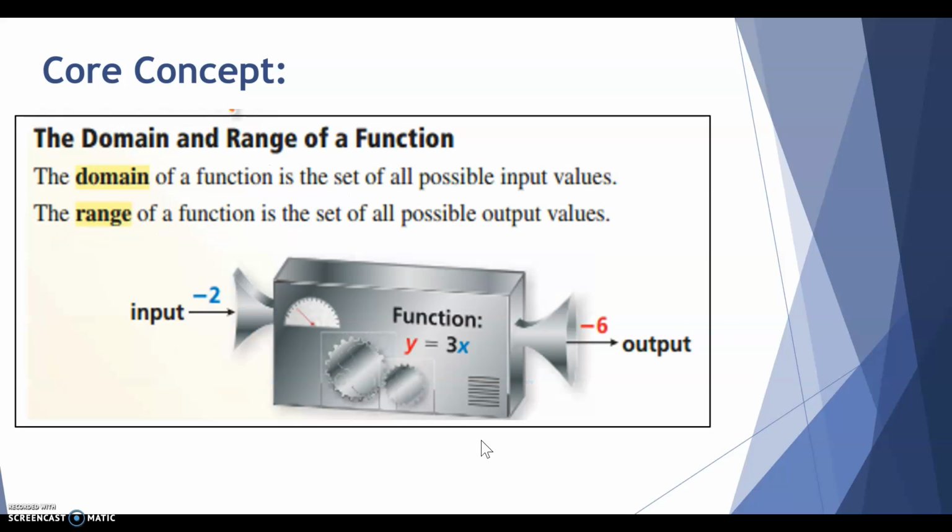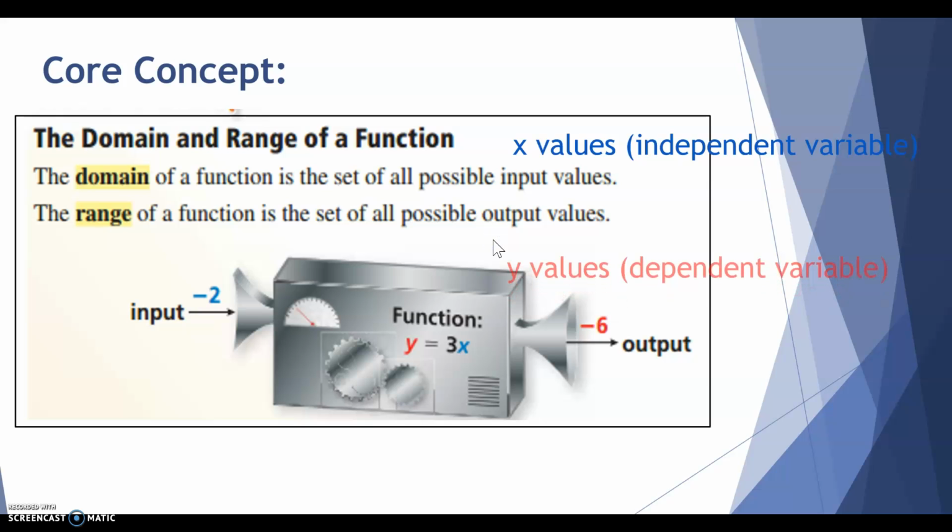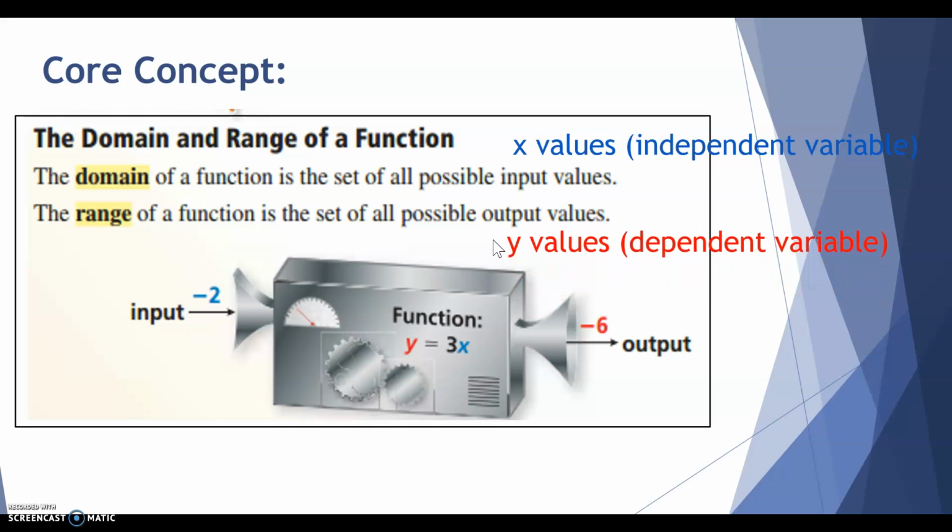Something else you should remember is domain and range. Domain was the set of all of the possible input values, which were all of your x values, which were your independent variable. And then your range were all of your y values, which were your dependent variable. And I think I forgot to say output values. So output values were your y values, and they were your dependent variable.